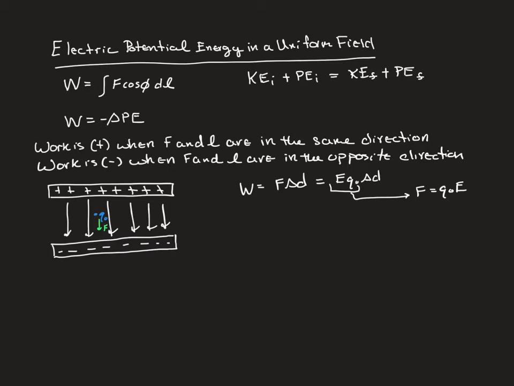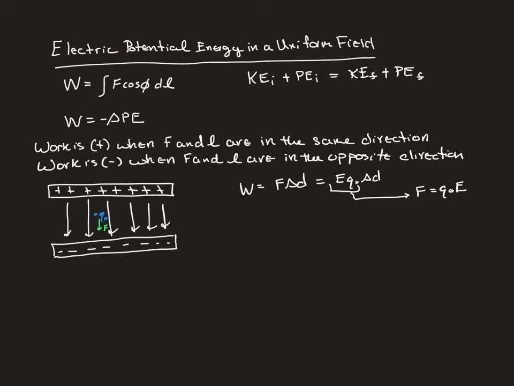And just a couple of sign rule reminders. Work is positive when force and displacement are in the same direction, and work is negative when force and displacement are in the opposite direction. So your work is going to be positive if the force and displacement are in the positive x, for example, but the work would be negative if the force was in the positive x and the displacement was in the negative x. So in this case, we're going to talk about electric potential energy.